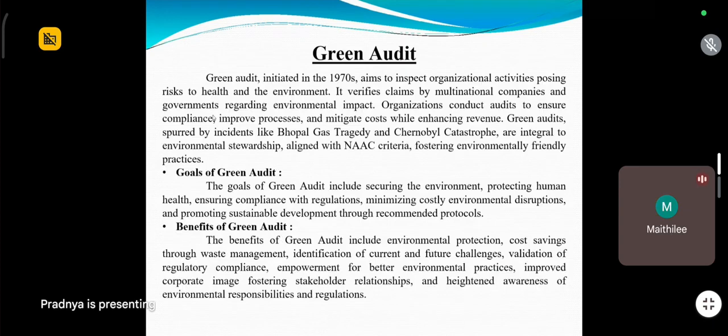Barbara Rural College of Education. The main overview of this green audit is that it started in the 1970s to assess the environmental impact and compliance, and highlights incidents like Bhopal to stress the importance of the implementation. Goals are to protect the environment and human health and prevent costly environmental issues. The benefits are that it identifies environmental issues and legal compliances and increases environmental awareness.